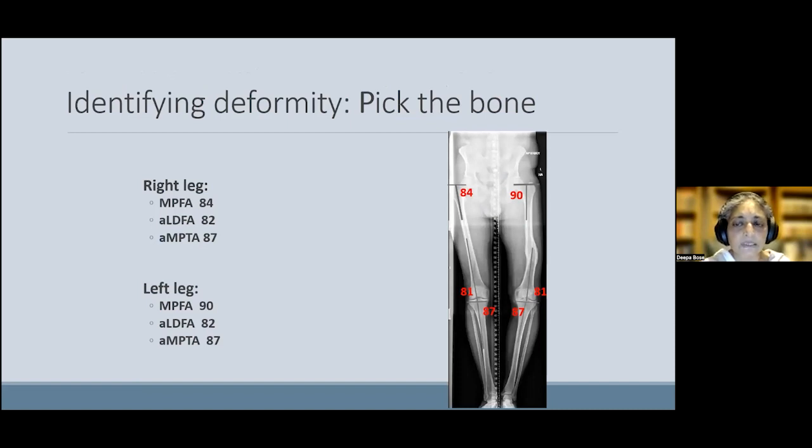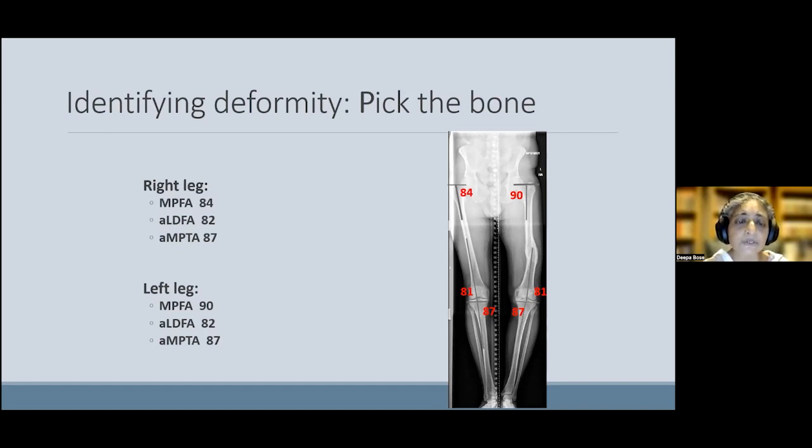So this is an example of using those angles to pick which bone is deformed. So you can see here, the obvious deformity is in the left femur. But if you want to know where exactly the deformity lies, because you can see that the knee joint on the left is not exactly parallel to the floor, unlike the right side.